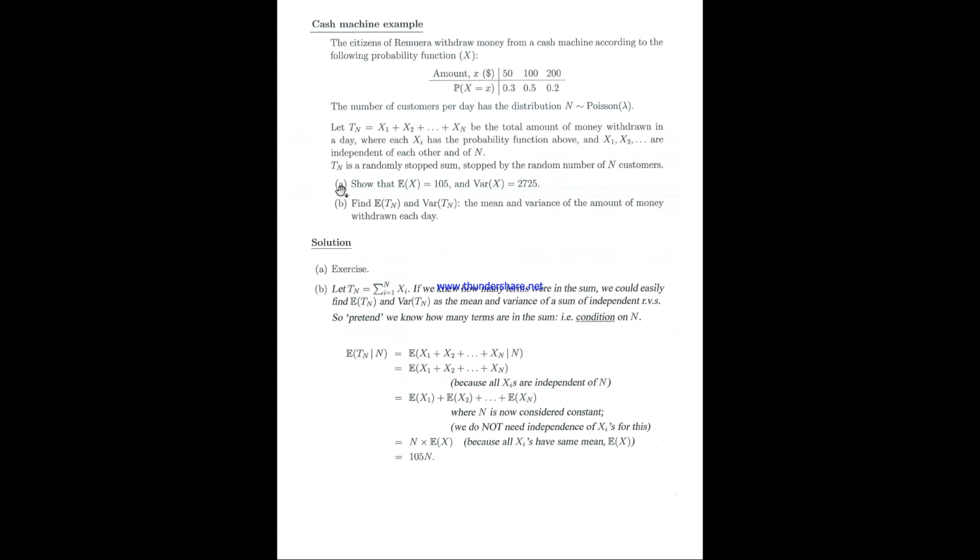Okay, so the first thing is we have to find the Tn, the randomly stopped sum, stopped by random number capital N, and then we have to show the expected value of x is equal to 105 and the variance of x is equal to 2725. So these two we have to show. So let's see how to do the calculations in that case.